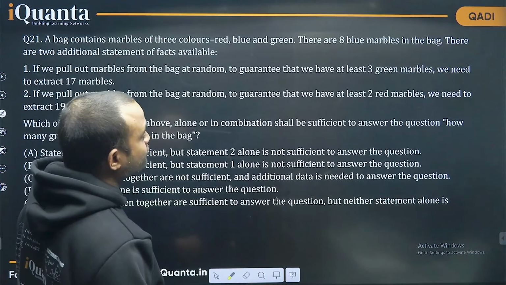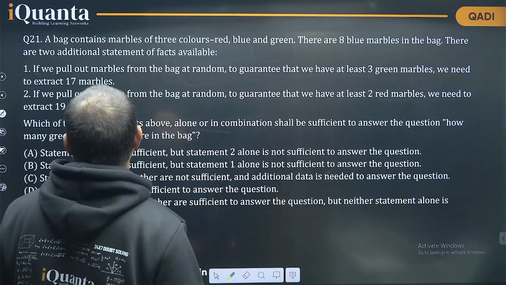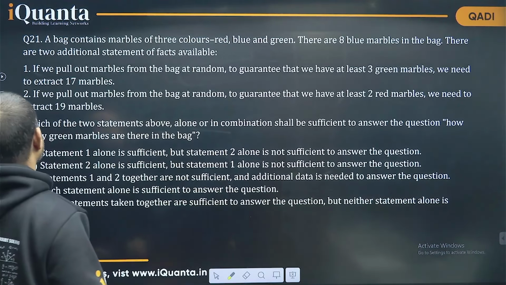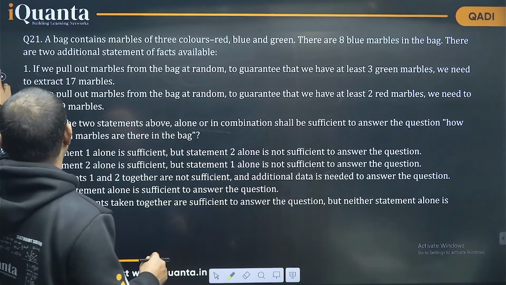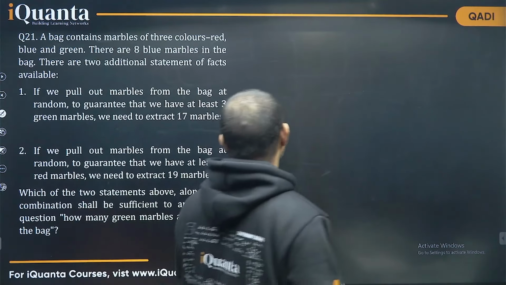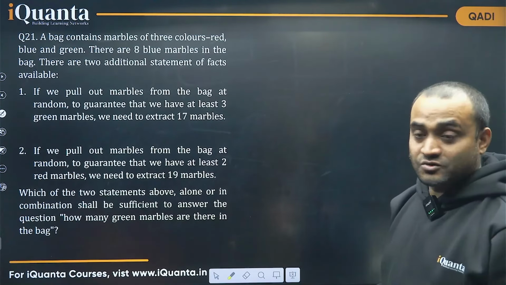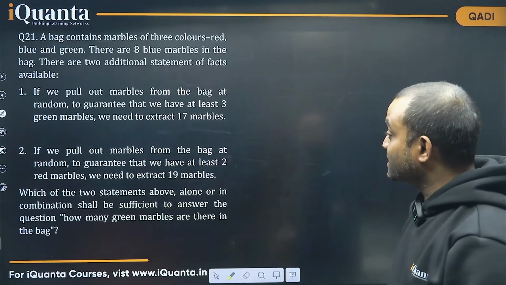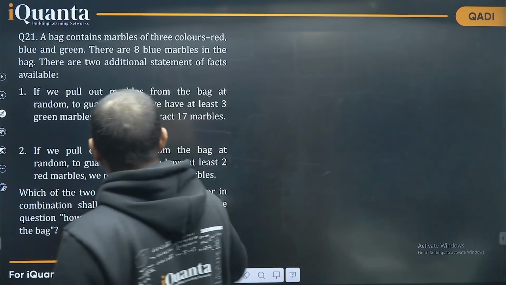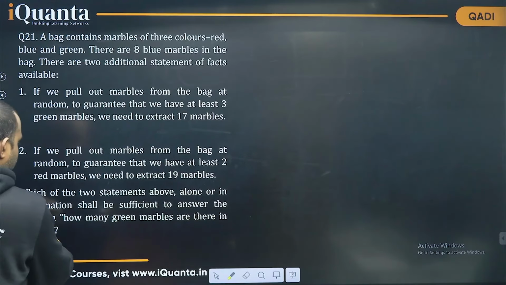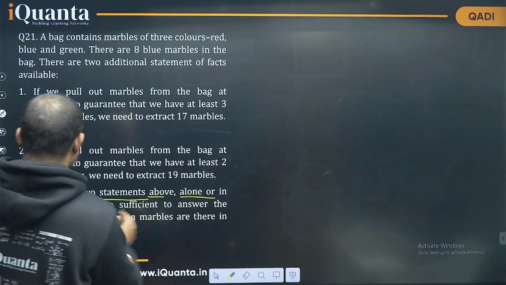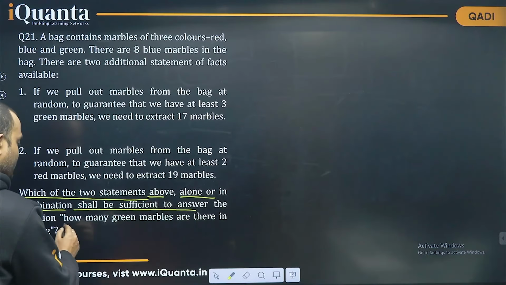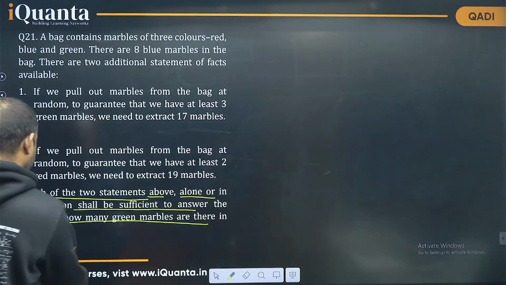A bag contains marbles of 3 colors: red, blue and green. There are 8 blue marbles in the bag. There are 2 additional statements of facts available. Another data sufficiency problem, and we need to find if each statement alone is sufficient to answer the question, or we need to take both the statements, or even both the statements taken together are not sufficient. So these two pieces of information are given, and the question is which of the 2 statements above alone or in combination shall be sufficient to answer the question: how many green marbles are there in the bag?